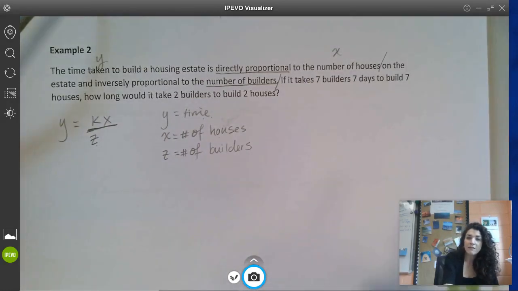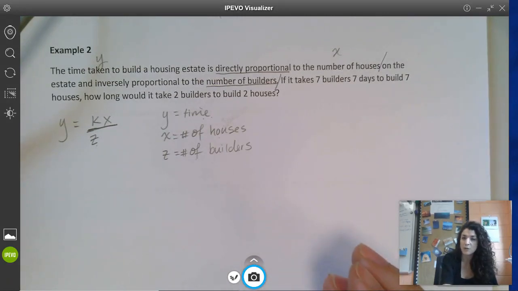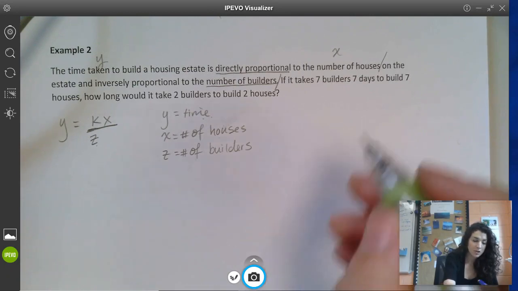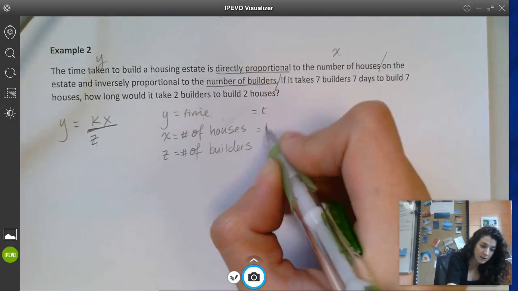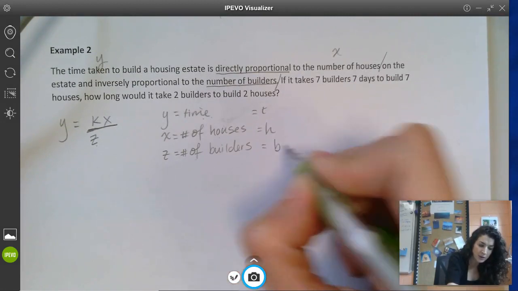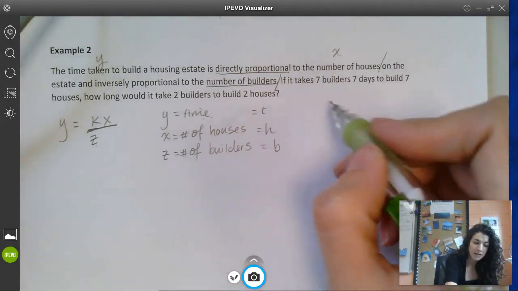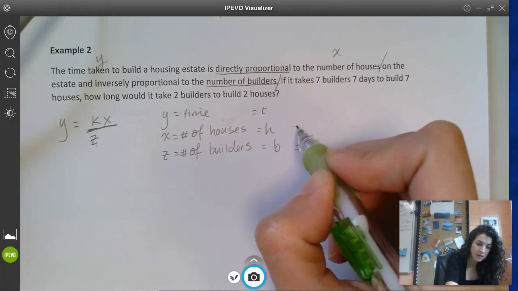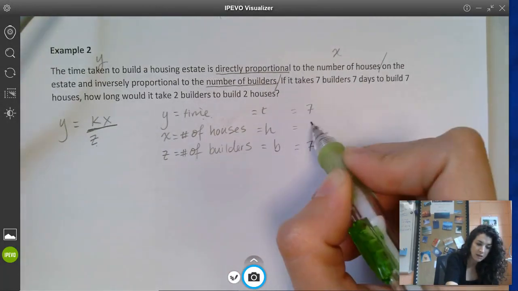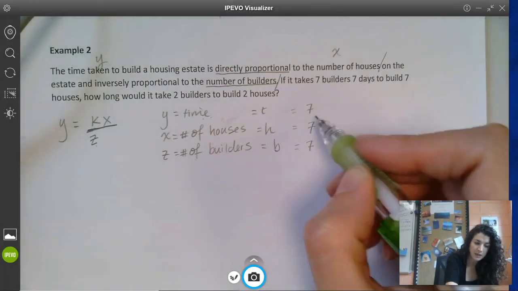If it takes 7 builders 7 days to build 7 houses, how long will it take 2 builders to build 2 houses? A lot of information. I'm going to have time be equal to T, number of houses be equal to H, and builders be equal to B. And then I'm going to say, okay, well, if it takes 7 builders 7 days to build 7 houses, interesting.